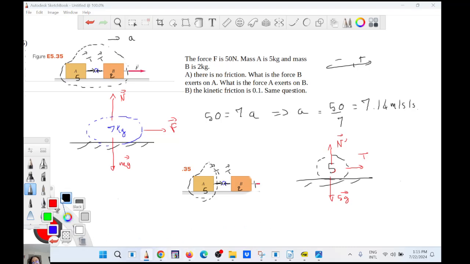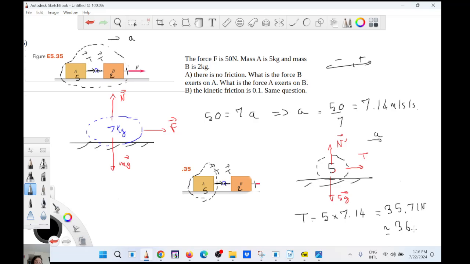Right, so I can apply Newton's second law again. The tension, and of course it has the same acceleration, obviously. This one is not moving faster than that one; they all accelerate at the same rate. So the tension will be the mass, which is 5, times 7.14, and I get 35.71 Newtons. For significant figures, let's say 2, so it's going to be 36 Newtons.